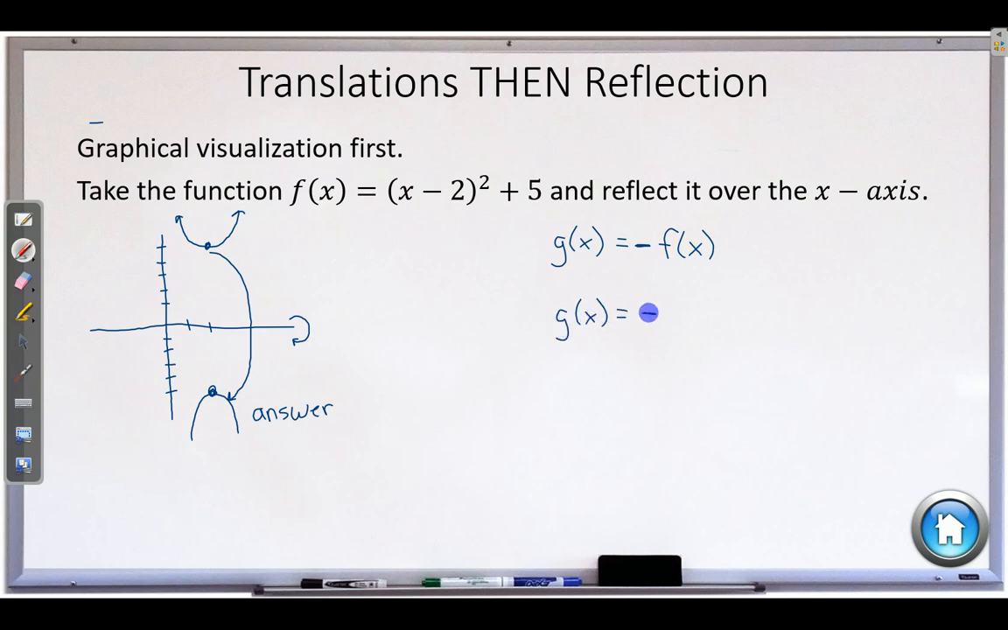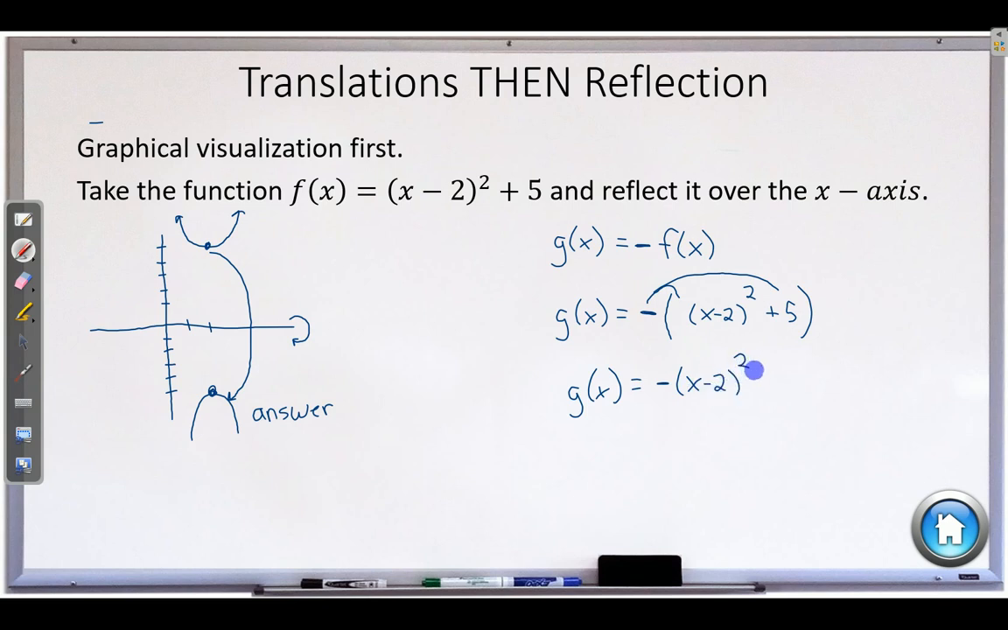The negative is here. I'm going to plug in f of x, but anytime we substitute, it's always a good idea to put it in parentheses. And then I'm going to write f of x. So x minus 2 squared plus 5. And then this negative does distribute to both the parentheses and the positive 5. So g of x, there is a negative in front.